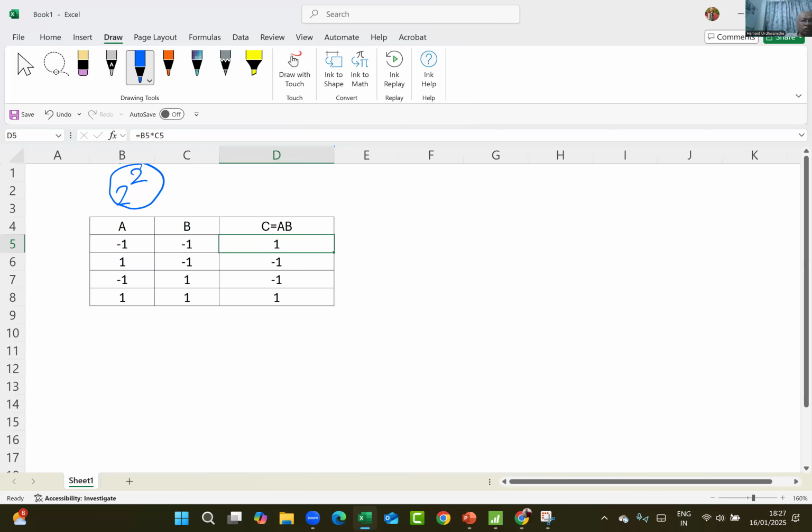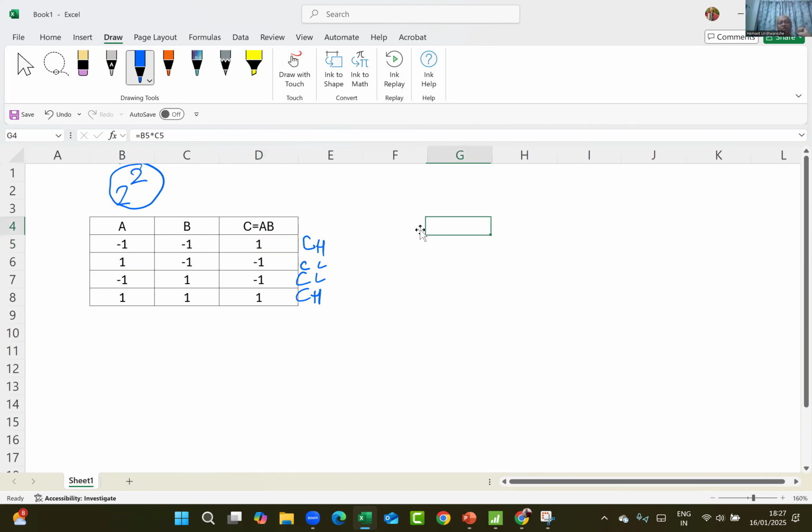So if I use this column, so this is C high, C low, C low, and C high, to set a level of factor C, that is the third factor in this design instead of two factors only. In that case, the design becomes like this. Now, can I do this? Because it looks fine. I mean, you can also calculate the effect of C. What is the problem? The problem is very simple.